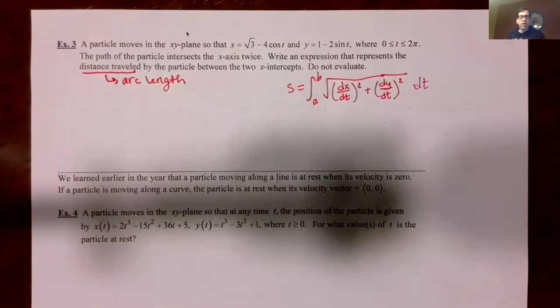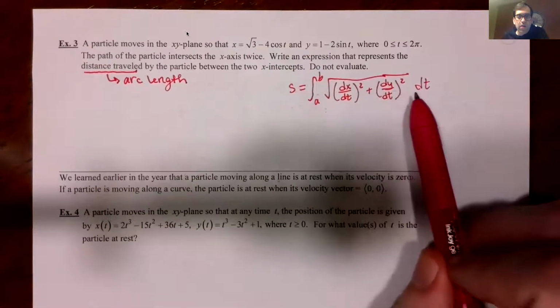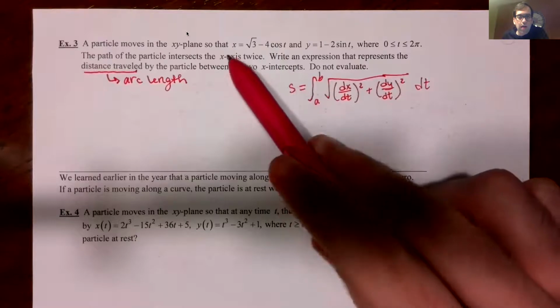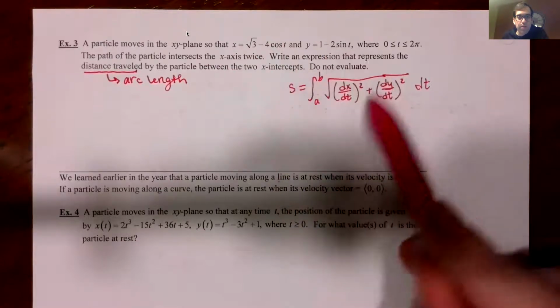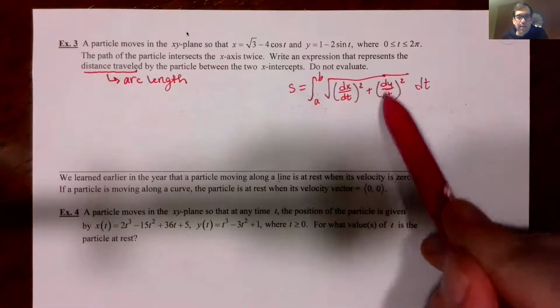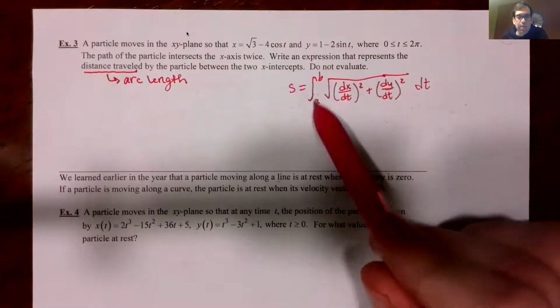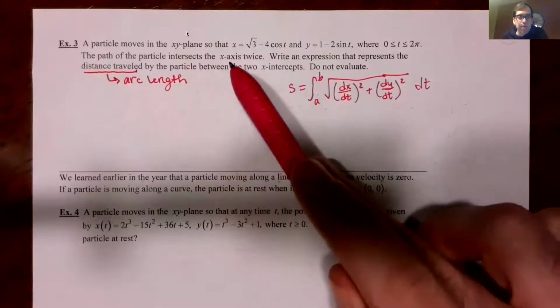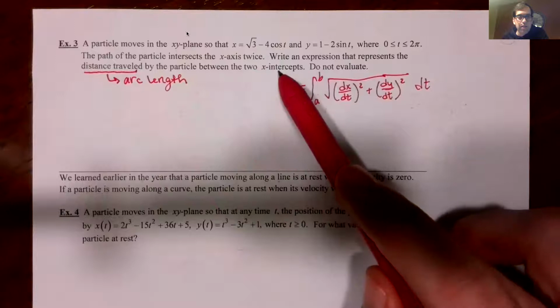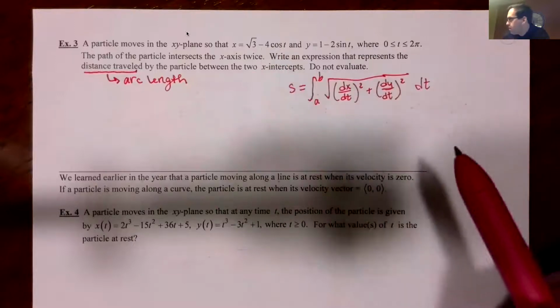Okay, so we already know the x and the y equation. We're going to have to take the derivative of x and the derivative of y so that we have the dx/dt and the dy/dt to plug in here. But we need to know the bounds of our integral. And the question tells us that we need to find the two x-intercepts so that we can do that.